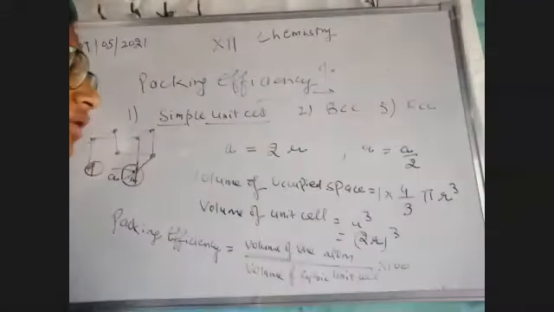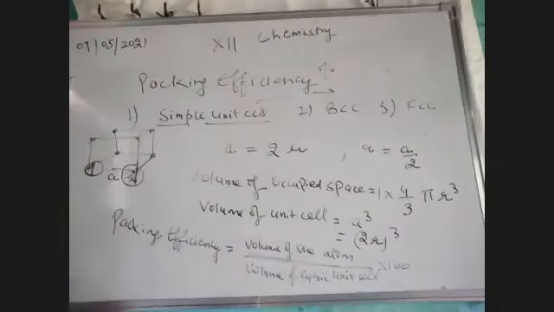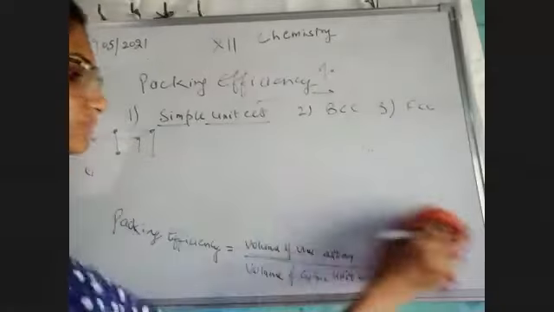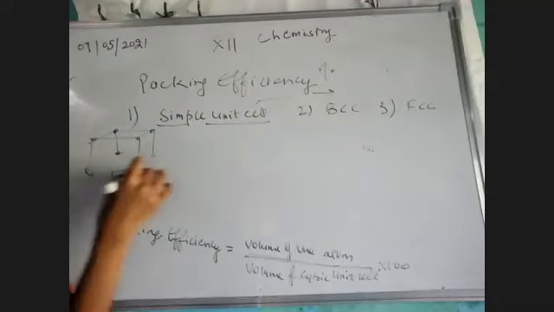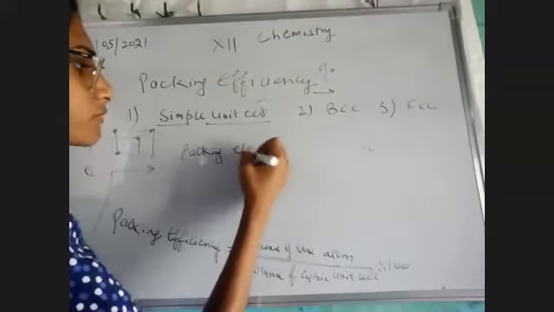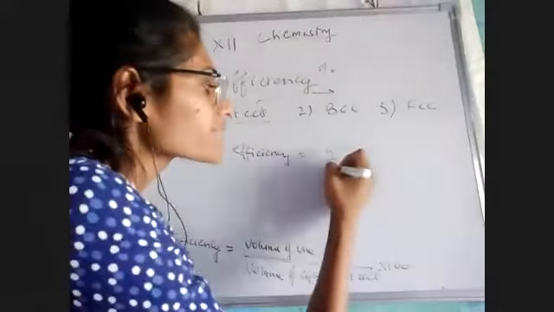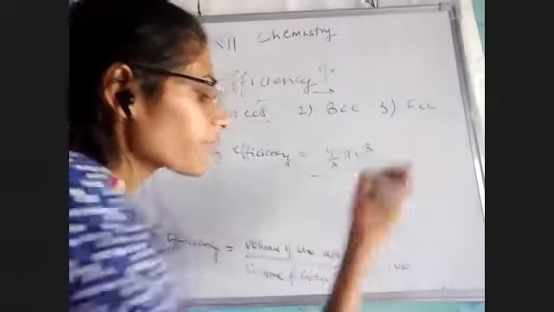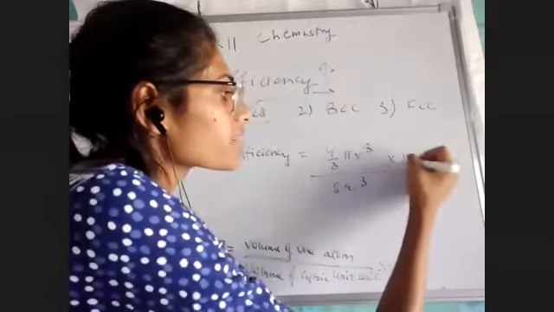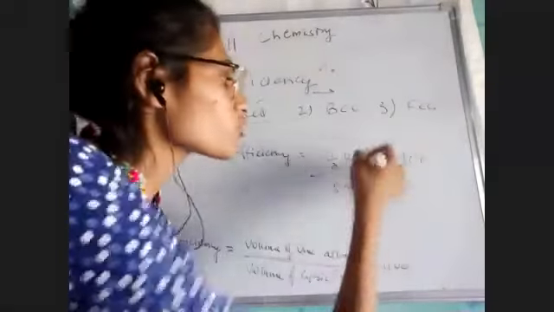Okay. So what can we do further? After putting this result, let me put this over here. Whenever I put this result, what would be the answer? The packing efficiency would be equal to, what is the volume of one atom? 4 by 3 pi r cube divided by (2r) cube, that is 8 r cube, multiplied by 100. Okay. And whenever we solve this, r cube is cancelled.